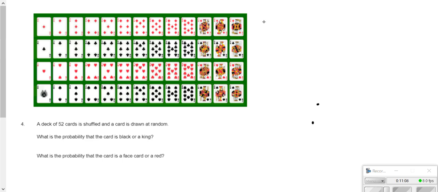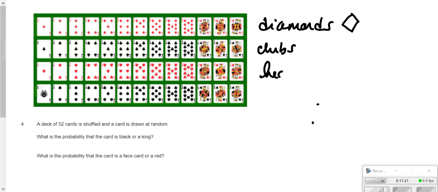But this shows diamonds is the name of this row, right? All of those have like a little red diamond shape to it. These are the clubs, these are the hearts, and these are the spades. Okay, and so then it shows you the pictures that are on each of those cards. And this question says, okay, we take these 52 cards that are shown in the picture and we shuffle them and then we pull out one card.